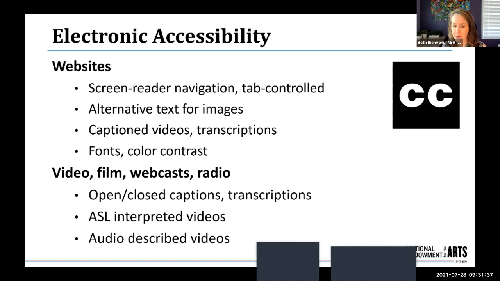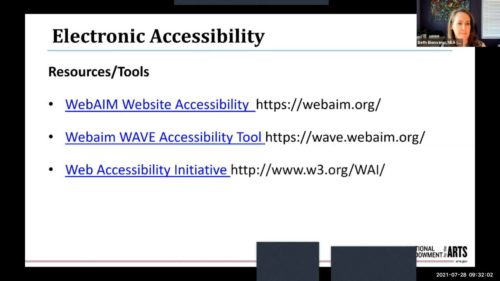There's the option of creating ASL interpreted videos. You can have it side by side next to your non-ASL interpreted video, or you can embed it in the video. And it's also really important to audio describe your videos. You can have that as a separate video, because it's a really important way to help people with vision disabilities access your content.